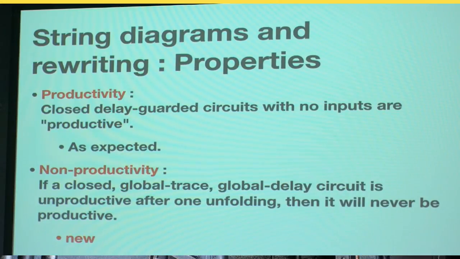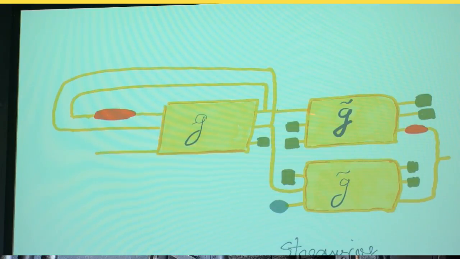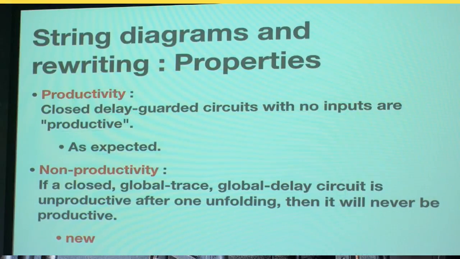As is well known, a delay guarded circuit means that all the feedback loops go through delays. So we can prove that, as expected, delay guarded circuits with no open inputs, so all the inputs hold actual values, are going to be productive. So we can always unfold, and on every unfolding we can get some new information out of the circuit. So we can simulate this circuit.